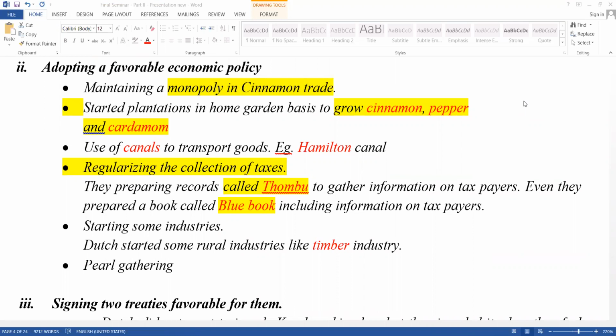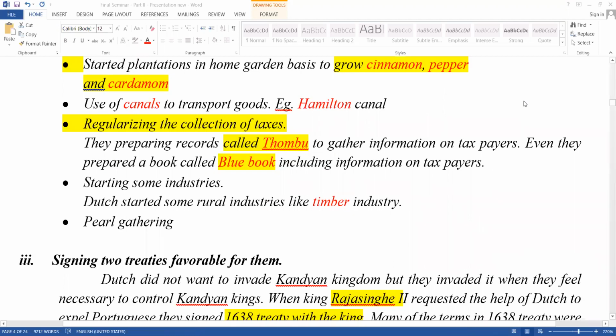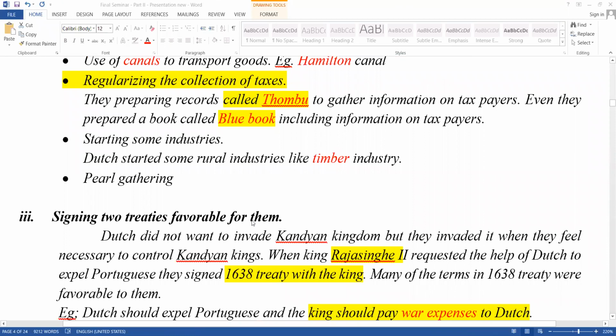1766, correct, with what king? 1838, no, wrong. This is 1638. Okay. Abdullah says 1766 treaty with King Kirti Sri Rajasinghe, correct. Not only that, you have to mention what were the favorable phrases in those treaties to the Dutch. Here, this is the answer. The Dutch did not want to invade the Kandyan kingdom, but they invaded it when they felt it necessary to control the Kandyan kingdom.